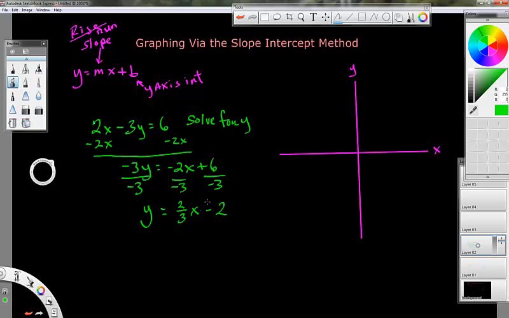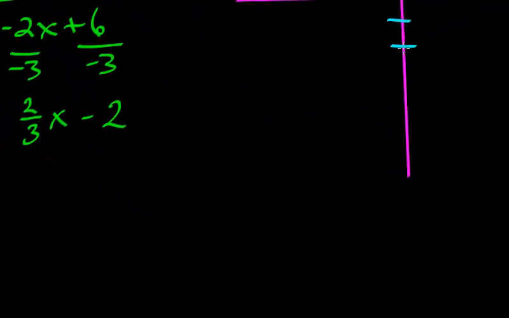This is in slope-intercept form. So this is going to be my y-axis intercept. So I'm going to come down 2. Remember, if that was plus 2, I would be going up 2 for my first dot. My slope is a fraction this time. So this is rise over run right there.